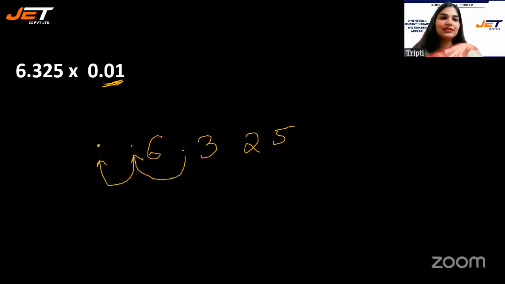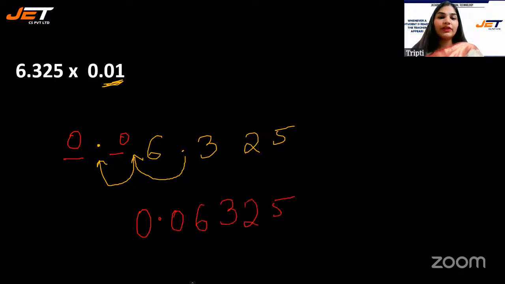6.325. Now this time you have two decimal places, 6.325. But how will you shift it to the left? 1, 2, put a decimal here. Now there is one empty space here. Here also it's empty. So I'll put zeros. My answer is 0.06325. That's my answer. Okay. So that's how you have to do it.